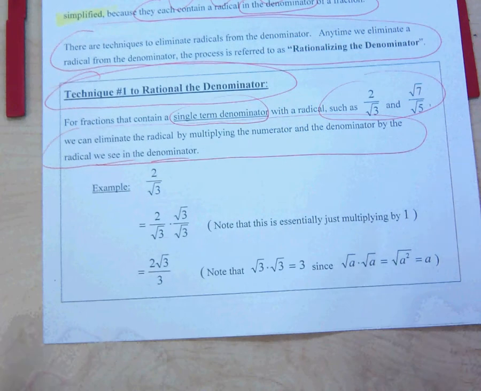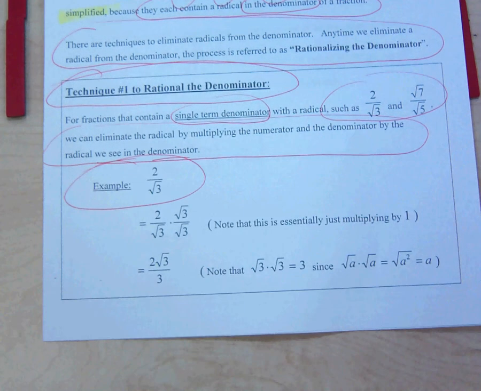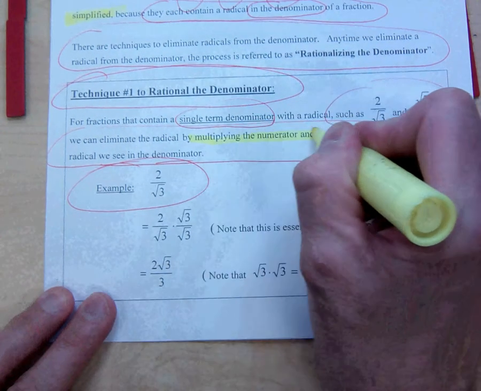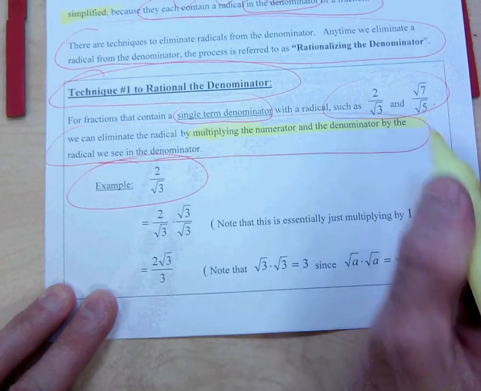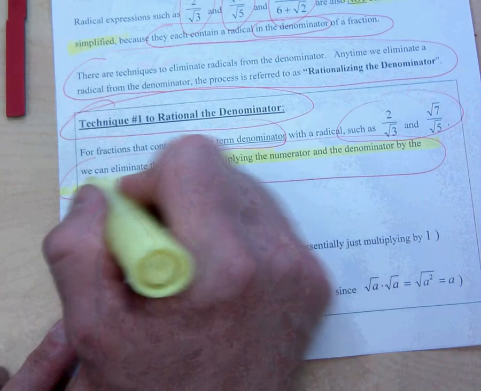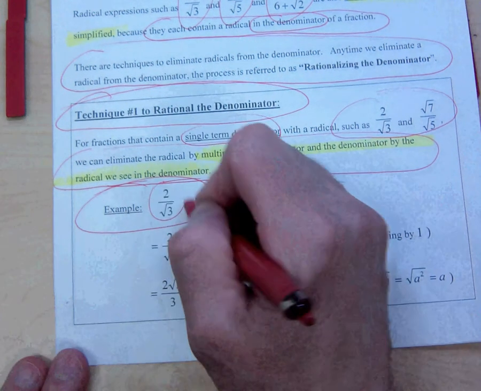All right, so here's the first problem. Why is that not simplified? Because there's a radical where? In the denominator. So how do we fix that? Well, what did I say? You can multiply the numerator and the denominator by the radical we see where? In the denominator.